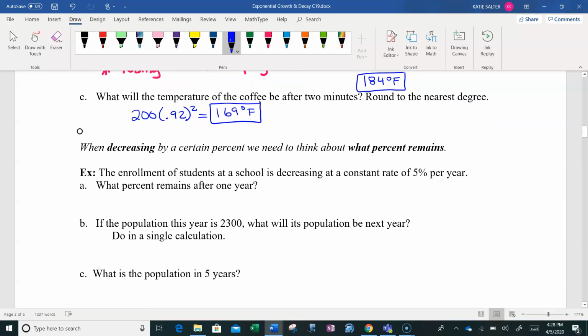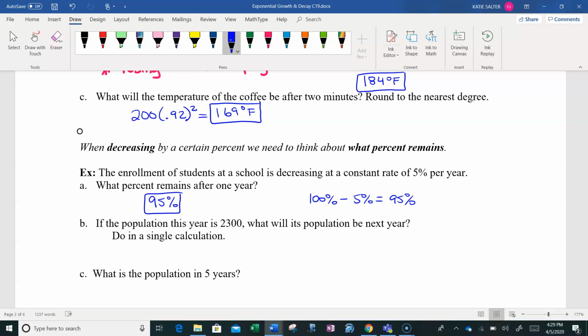All right, read this next problem. The enrollment of students at a school is decreasing at a constant rate of 5% per year. What percent remains after 1 year? Take a second and think about that. If they lose 5%, what percent do they keep? Hopefully y'all can all see that would be 95%. Again, because it always comes from 100%. 100% minus 5% would keep 95%.